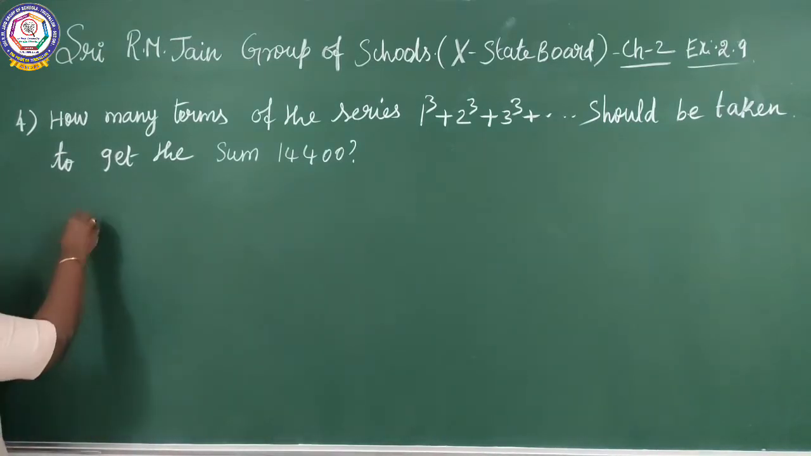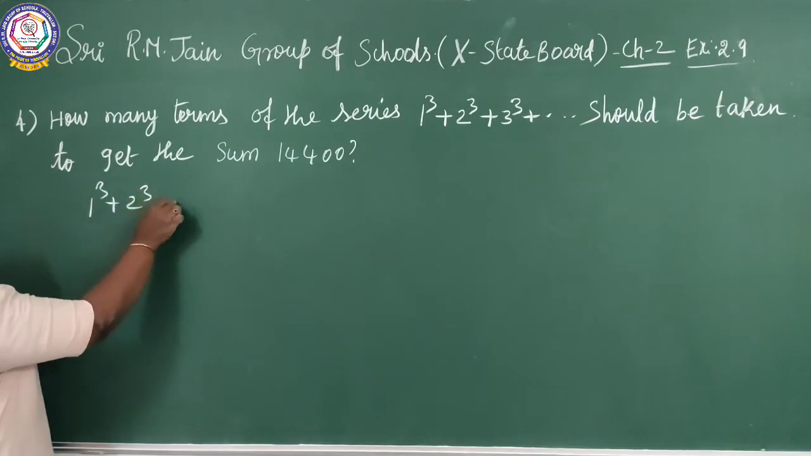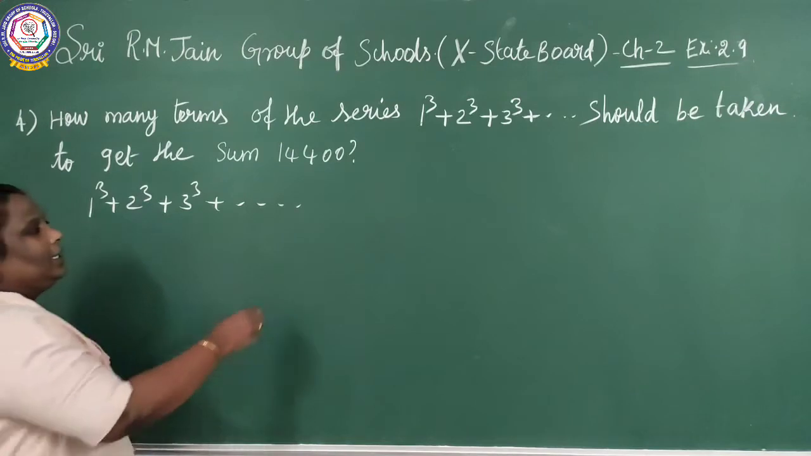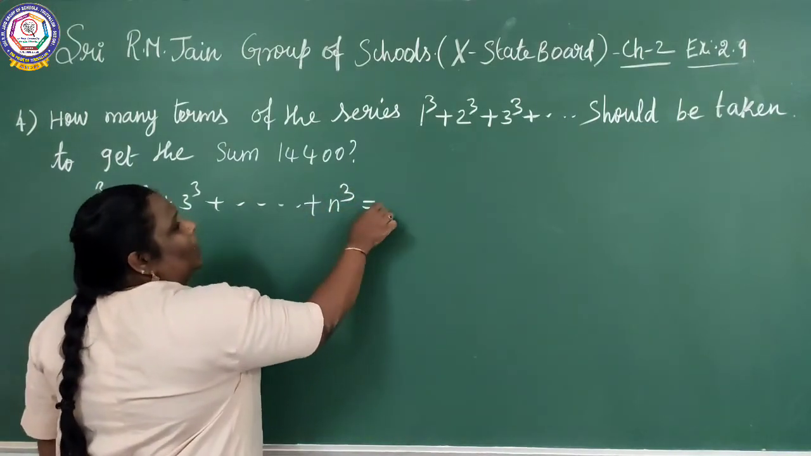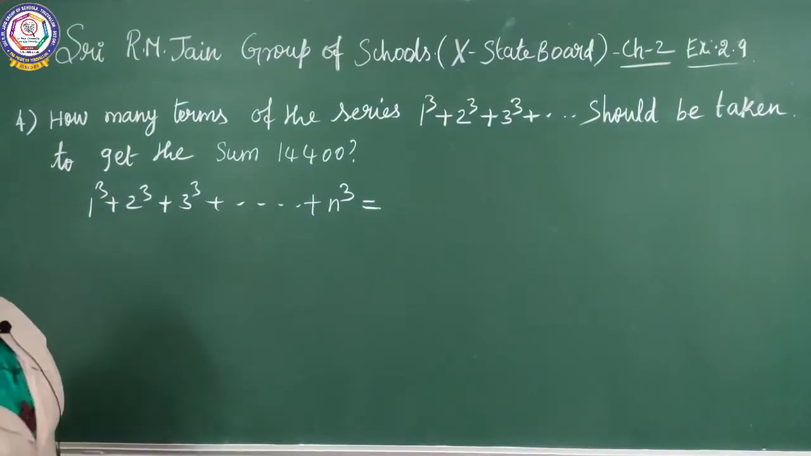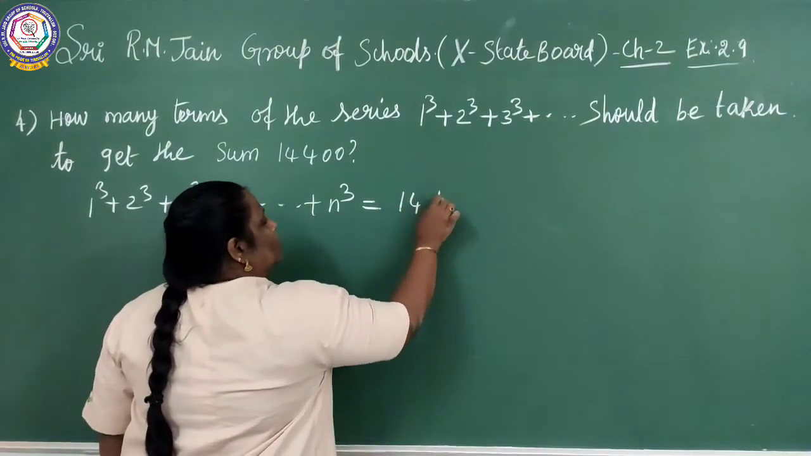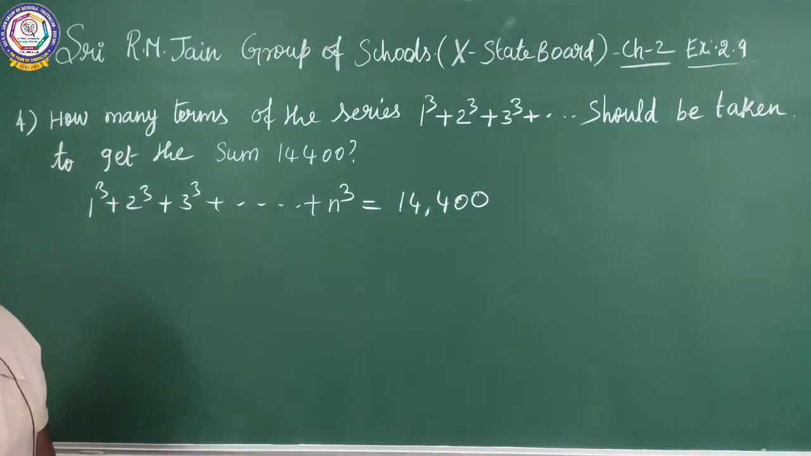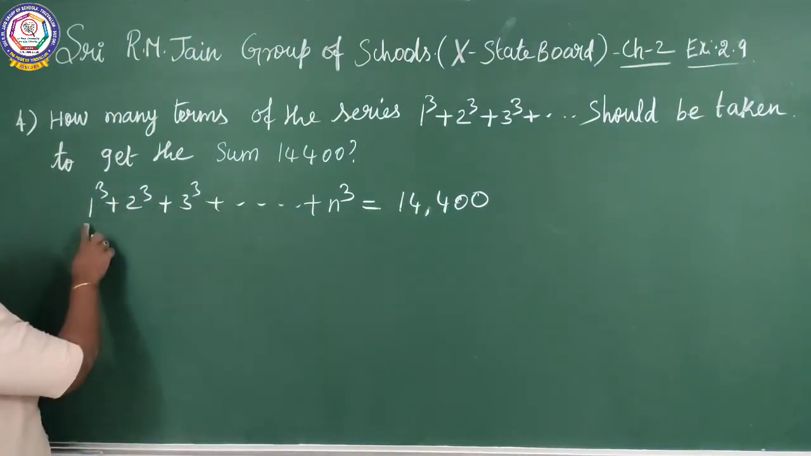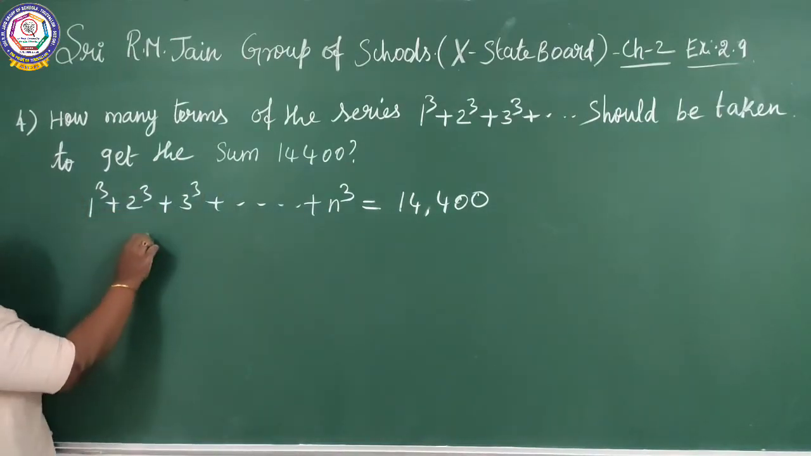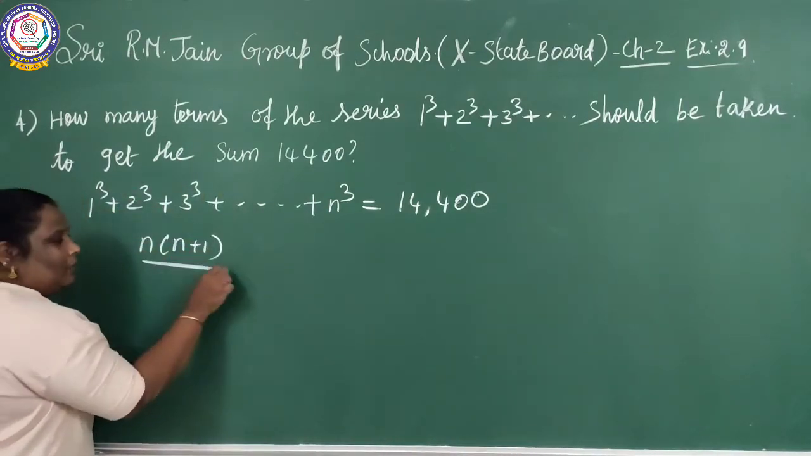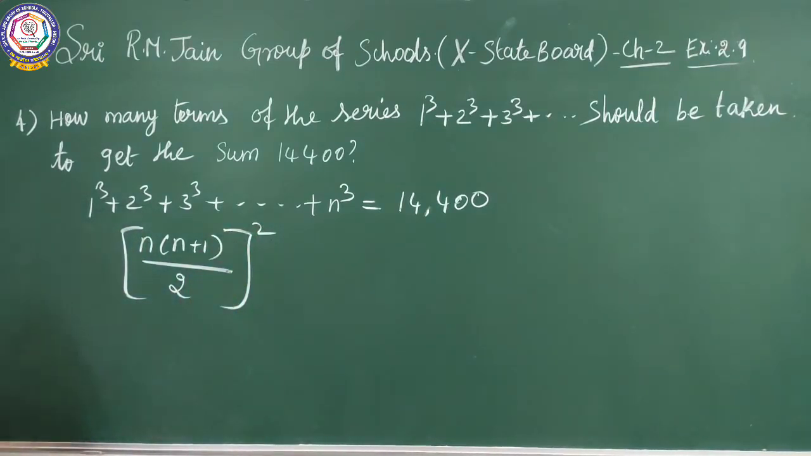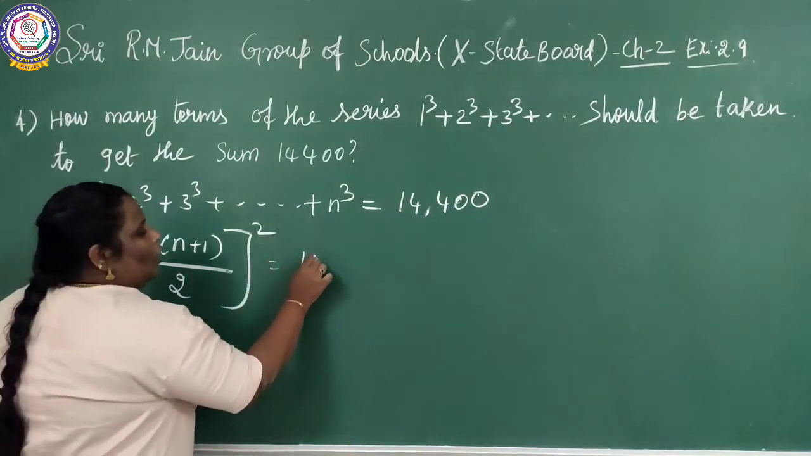Okay, so what is the formula for this? 1 cube plus 2 cube plus 3 cube plus etc. plus n cube is equal to the sum of the series, which is 14,400. You should find out the number of terms. See here, what is the formula for this? n into n plus 1 by 2, the whole square.